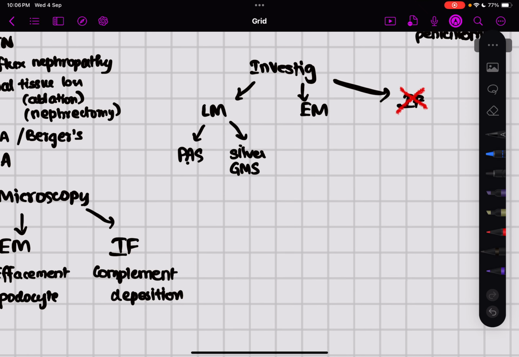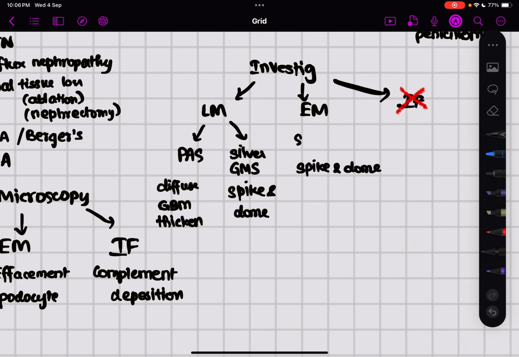Under PAS, that is periodic acid Schiff stain, there is diffuse glomerular basement membrane thickening. And in silver stain, there is spike and dome appearance. Also in electron microscopy, there is spike and dome appearance, but there are subepithelial deposits. With this, the classification gets over.